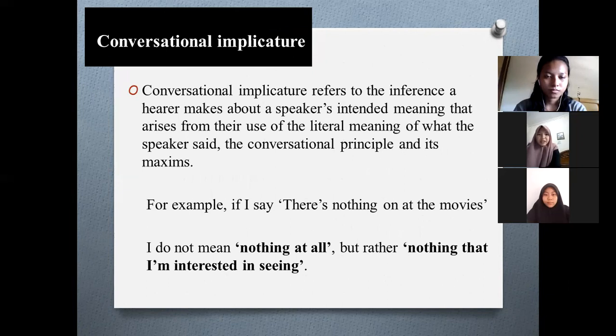And the next is conversational implicature. Conversational implicature refers to the inference a hearer makes about a speaker's intended meaning that arises from the use of the literal meaning of what the speaker said, the conversational principle and its maxims. For example, if I say, there's nothing on at the movies, I do not mean nothing at all, but rather nothing that I'm interested in seeing.